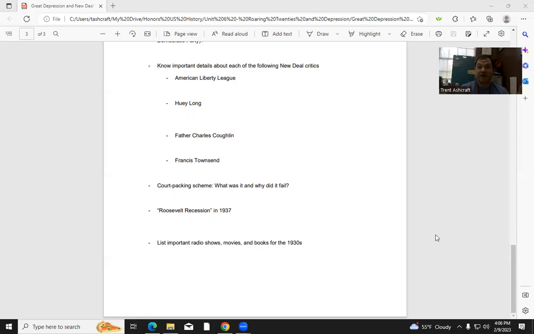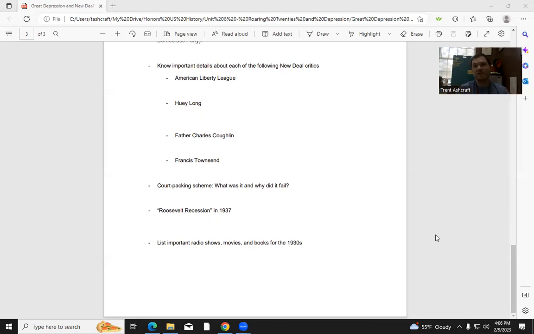He wanted to add new justices to the court. Why? Because they were not being friendly. The Supreme Court was not being friendly to New Deal legislation. If he could pack the court, if he could get Congress to change it so he could appoint a bunch of new justices, then maybe they would be friendlier toward his New Deal legislation. This does not happen.